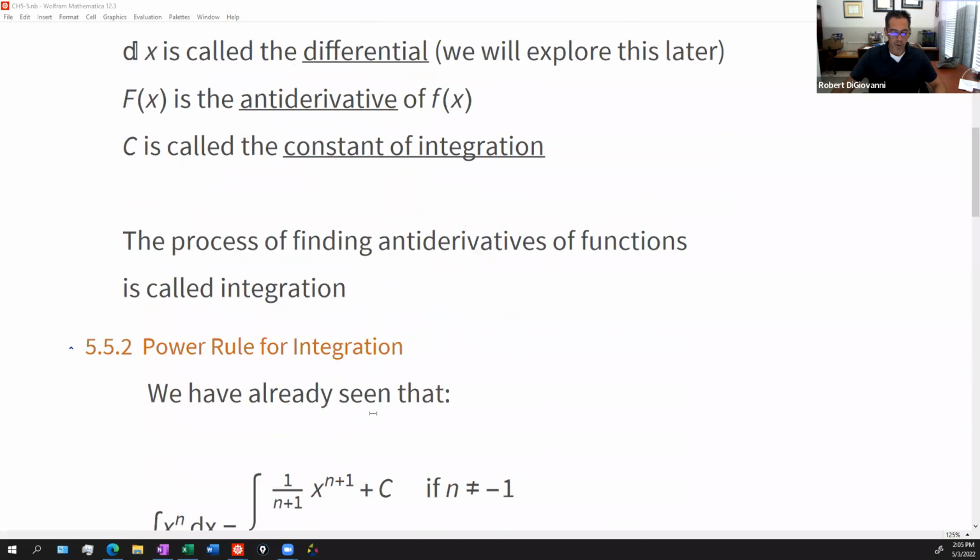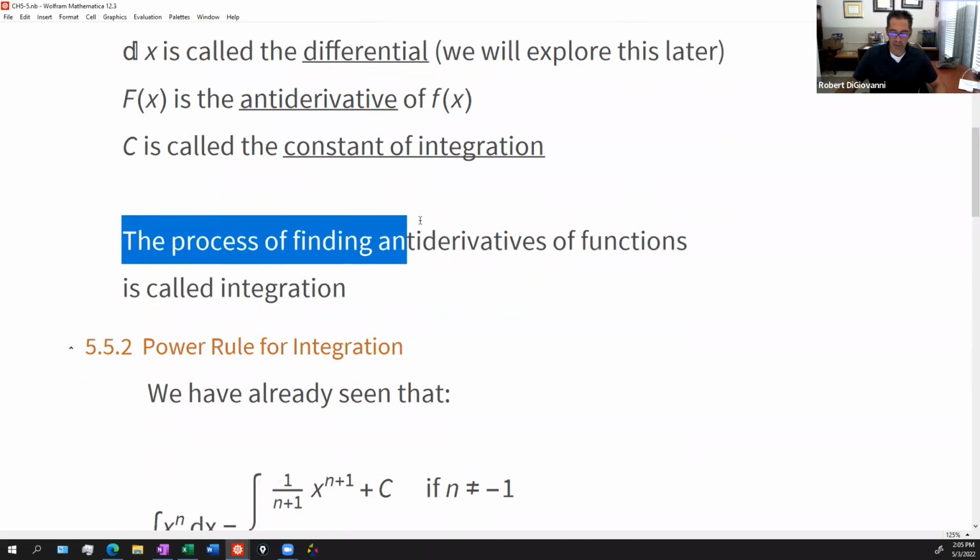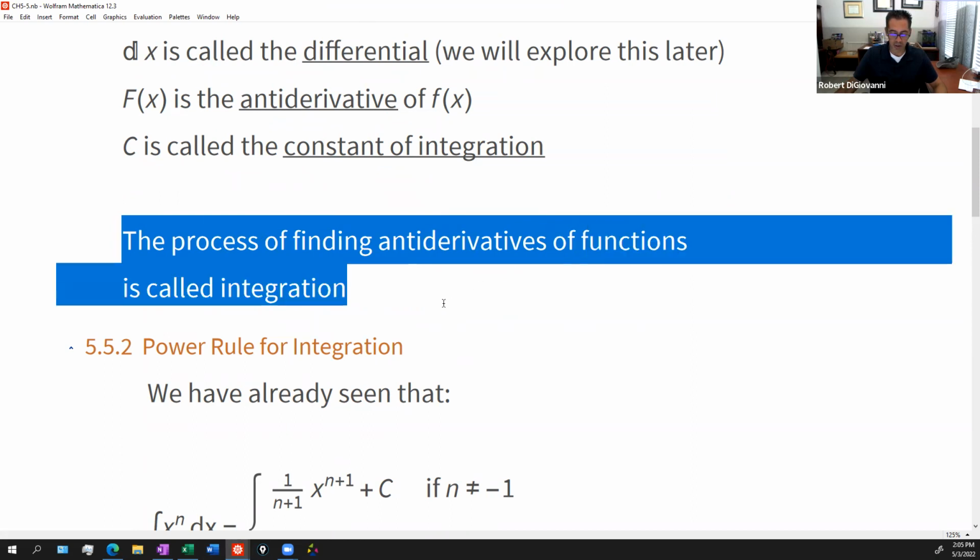The process of finding antiderivatives of functions is called integration. That's what it's called. So when we were in Cal 1, we were taking functions and finding derivatives, right? That was called differentiation. Cal 2, we're taking functions, finding antiderivatives. That is called integration. That is why Cal 1 is called differential calculus and Cal 2 is called integral calculus. Cal 1, differentiation, Cal 2, integration. So we're going to be doing everything that we did in Cal 1 backwards now in Cal 2.